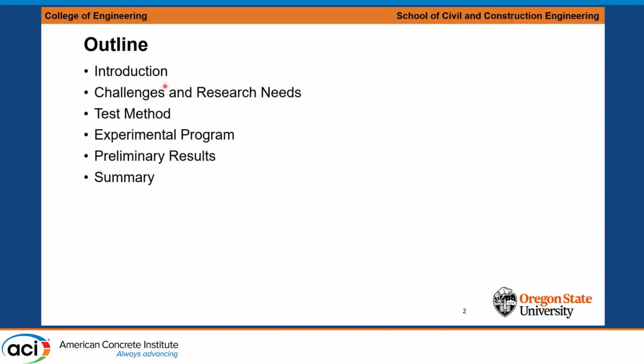All right, so here's the outline. First, I'll be starting with an introduction, followed by the research challenges involved, highlighting the need for research in this area. Then I'll be talking about the test method. We are actually proposing a new test method for corrosion assessment of ACM systems, and I'll be giving you some details on that. Then onto the experimental program that was implemented for the study. Select preliminary results will also be shown from my experimental program. And finally, a short summary highlighting the important takeaway points and the future of this method.